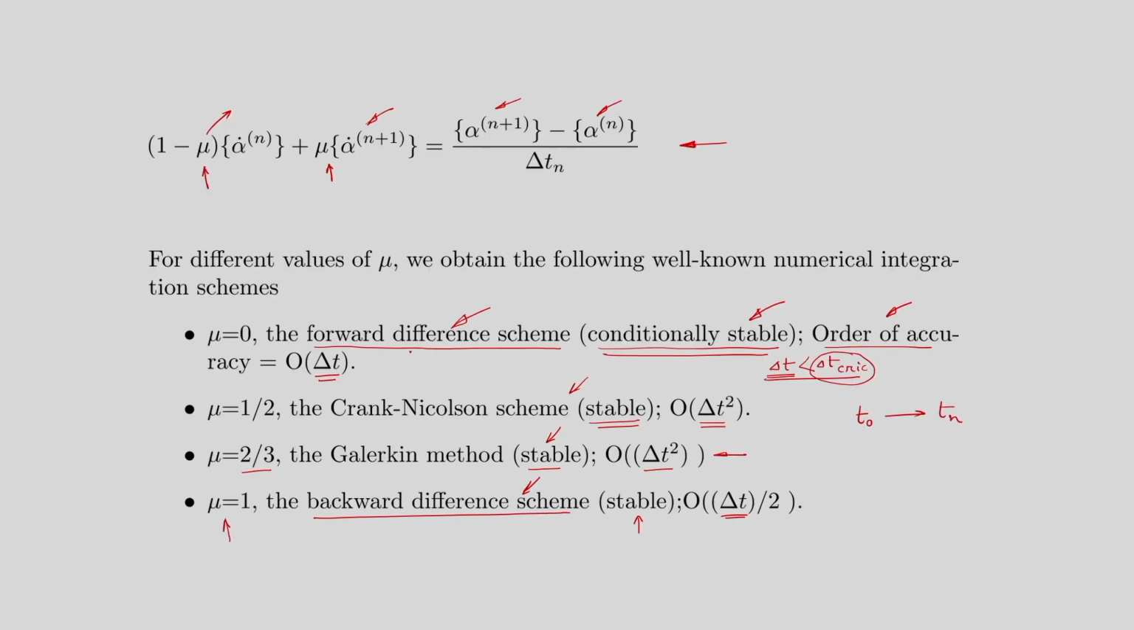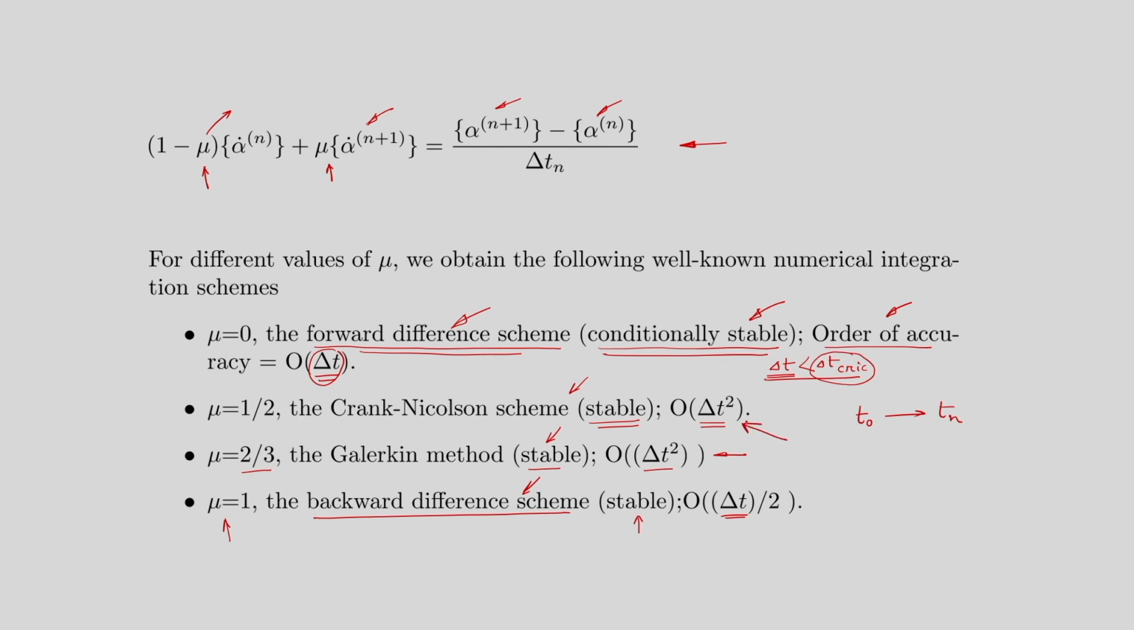As I said, for the forward difference scheme you have an order of accuracy of delta t. It means if you choose a time step of 0.1, your order of accuracy is in the order of 0.1. If you choose the Crank-Nicolson scheme with a delta t of 0.1, your order of accuracy is 0.01, which is pretty good. Generally we choose the time step in the range of 10 to the minus 3 to 10 to the minus 6.